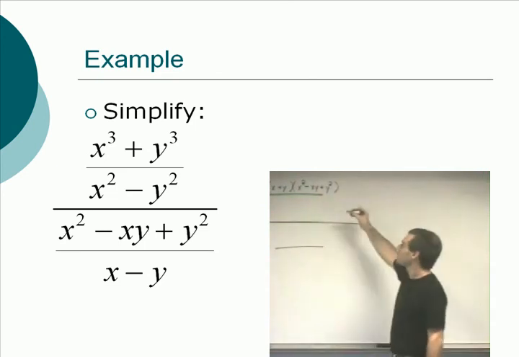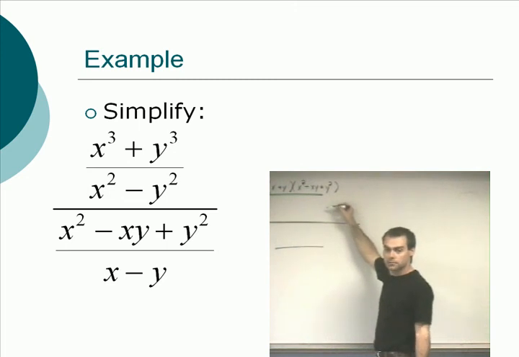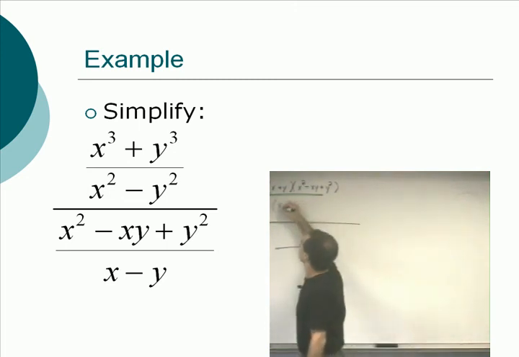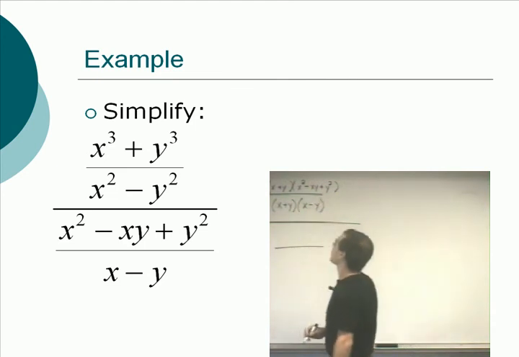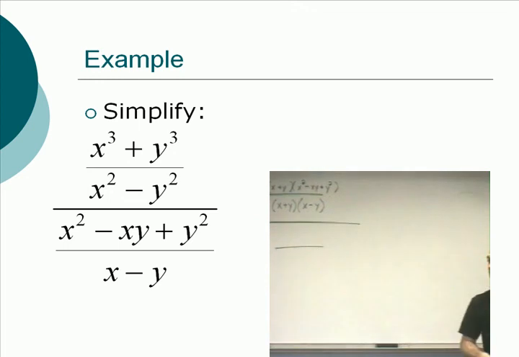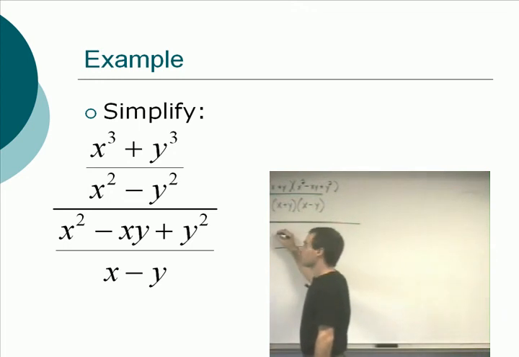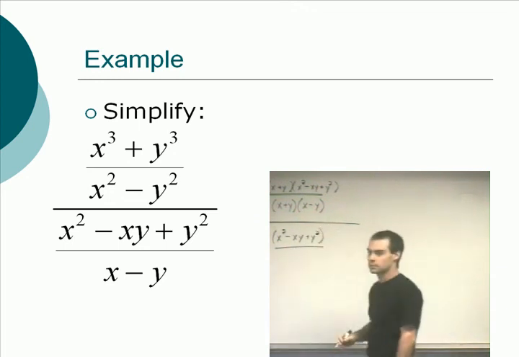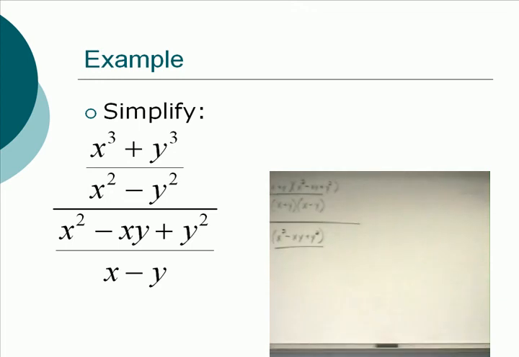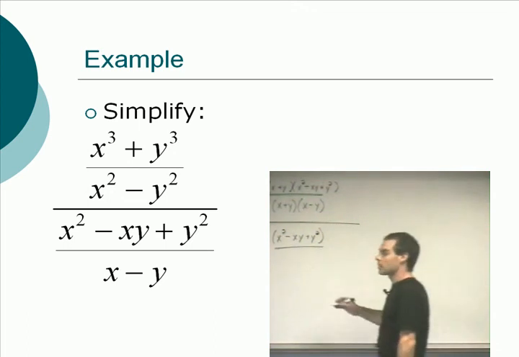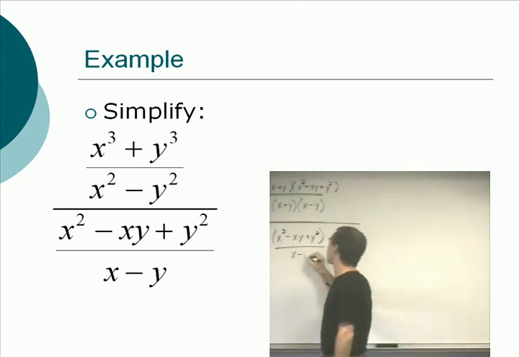X squared minus y squared, the denominator at the top, that's going to factor, right? X plus y times x minus y. Okay, now let's jump down to the denominator. X squared minus xy plus y squared, that won't factor. If we had more time, I'd let you stare at that for a while and try, but it won't factor. And the denominator of the bottom, that's going to be x minus y, that will not factor.